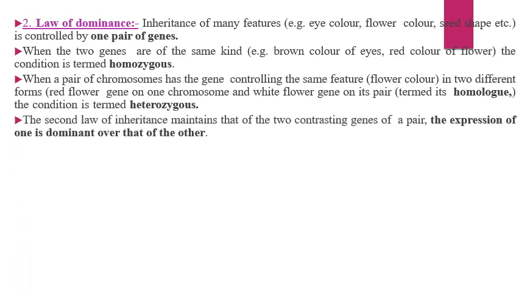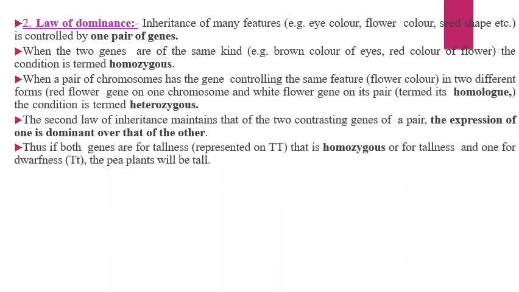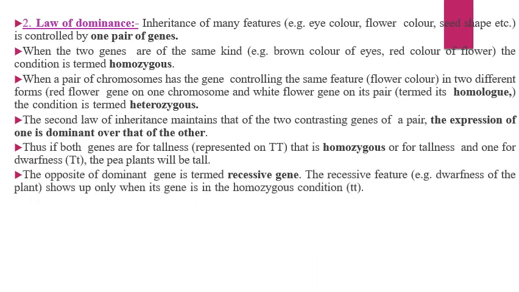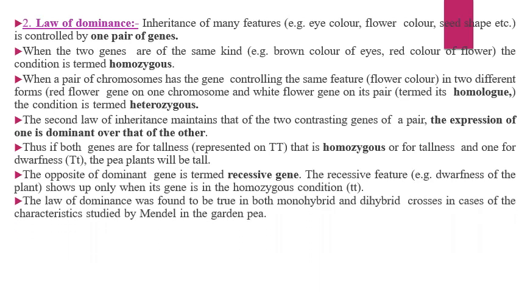The second law of inheritance maintains that of two contrasting genes of a pair, the expression of one is dominant over the other. Thus, if both genes are for tallness, that is homozygous, or for dwarfness, with capital T and small t, these plants will be tall. The opposite of a dominant gene is termed a recessive gene. The recessive feature, dwarfness of the plant, shows up only when its genes are in the homozygous condition. The law of dominance was found to be true in both monohybrid and dihybrid crosses.